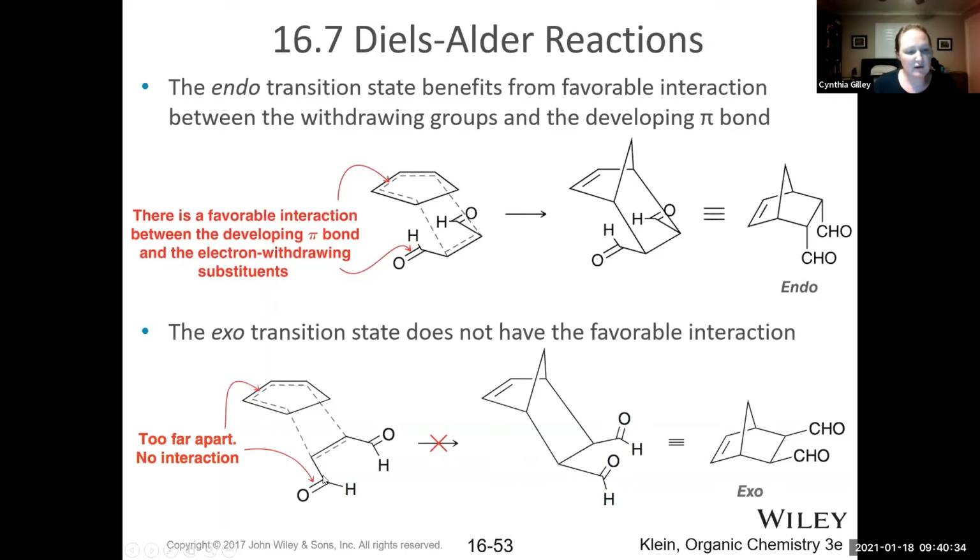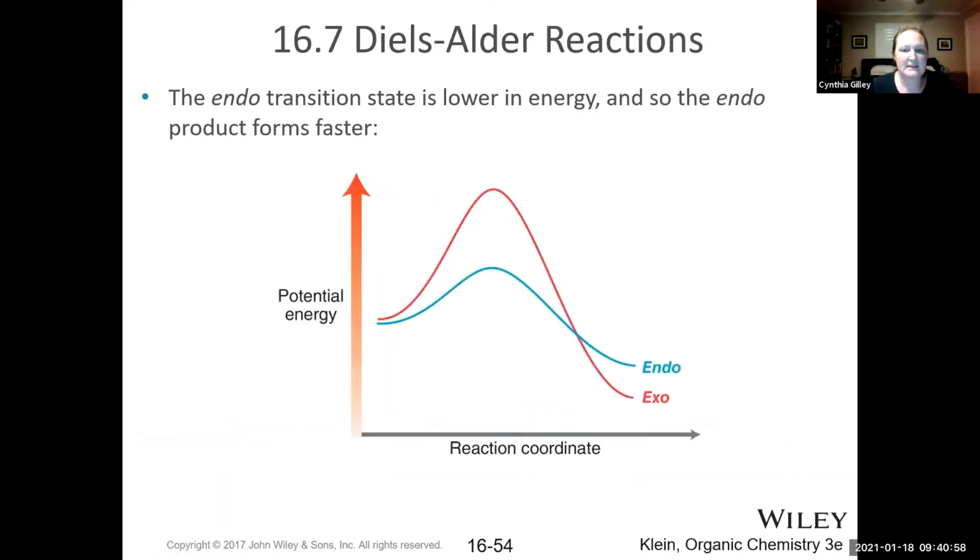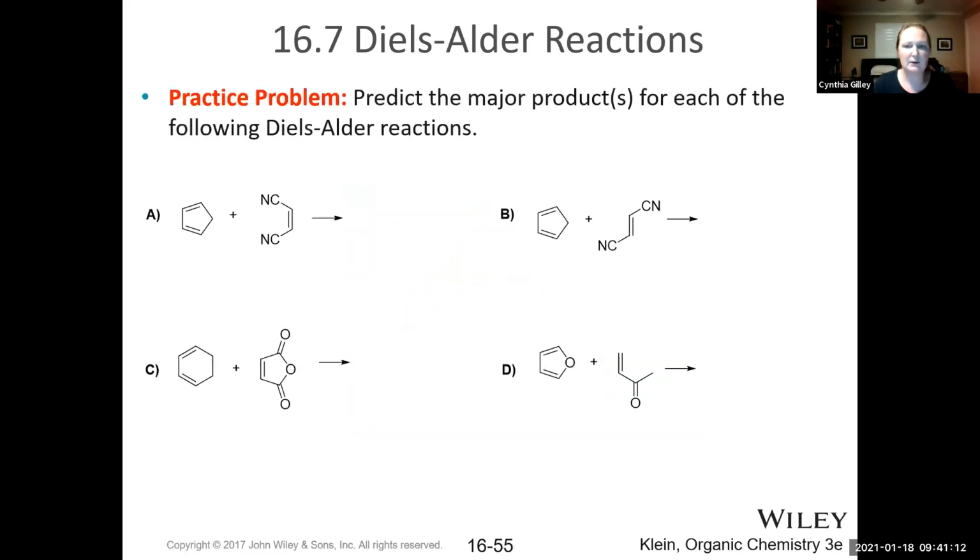This would be too far for any favorable interaction between the p orbitals of the carbonyl and the p orbitals of the interior carbons on the diene. So there's no favorable interaction, and it's going to lead to a slightly higher transition state energy, and this is just not going to form as quickly, so it won't lead to the major product. So again, the endo transition state is lower in energy, right? Even though it doesn't form the most stable product, it is the major product because the Diels-Alder reaction is kinetically controlled at lower temperature.